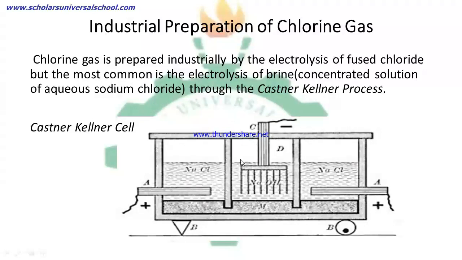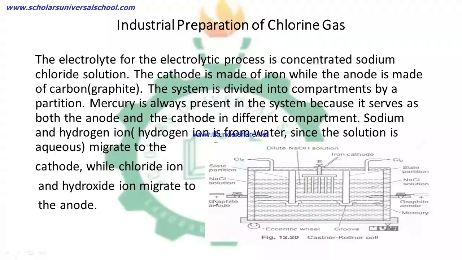This is a diagram showing the Castner-Kellner process, and it is commonly called the Castner-Kellner cell, and this is where the electrolytic process takes place. We've made mention of the electrolyte, which is the concentrated solution of aqueous sodium chloride. The cathode used for the electrolytic process is iron, while the anode used is graphite, which is a form of carbon. As you can see in this diagram, this is the iron cathode and this is the graphite anode. The system is divided into compartments by partitions.